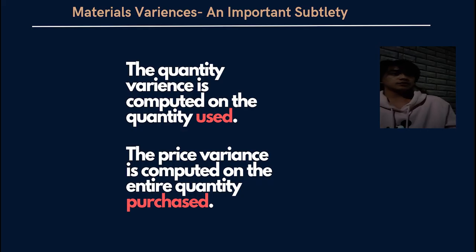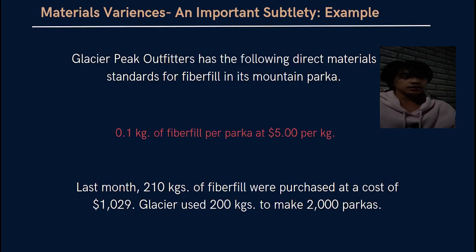I'm Angela and I'm going to report on important supply materials variances. The quantity variance is computed on the quantity used. The price variance is computed on the entire quantity purchased. For example, Glacier Peak Outfitters has the following direct material standards for fiber fill in its mountain parka: 0.1 kg of fiber fill per parka at $5 per kilogram. Last month, 210 kilograms of fiber fill were purchased at a cost of $1,029. Glacier used 200 kilograms to make 2,000 parkas.